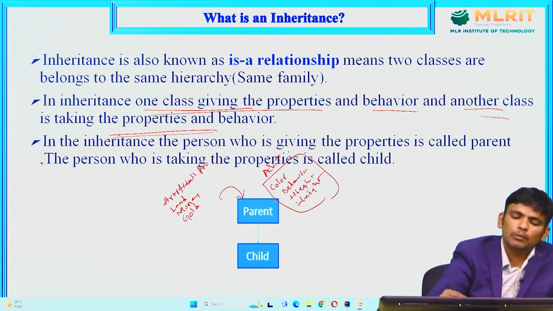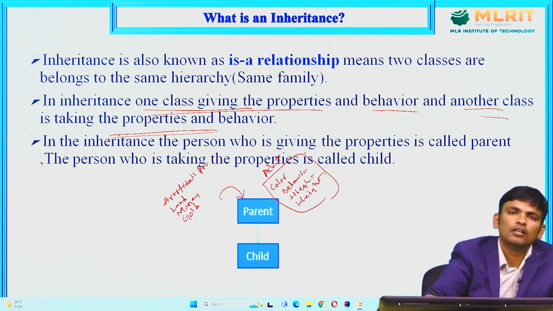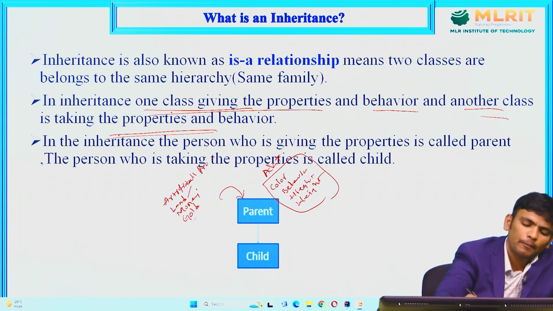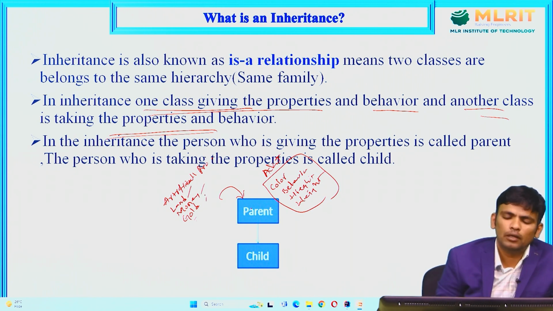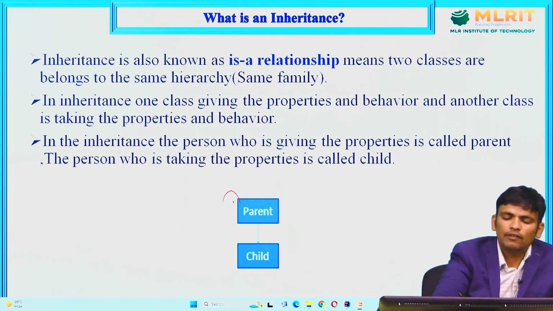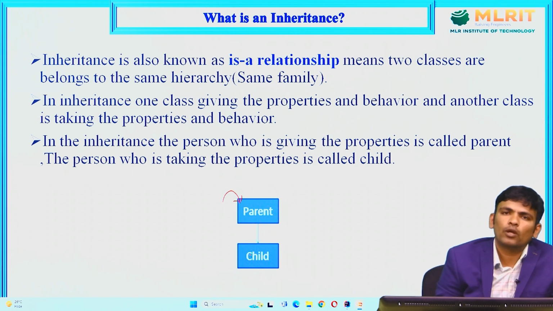So some natural properties will be inherited, like color, behavior, and height, and artificial properties like land, money, and gold will come from a parent class. So here the parent class is always giving the properties and the child class is always acquiring the properties.